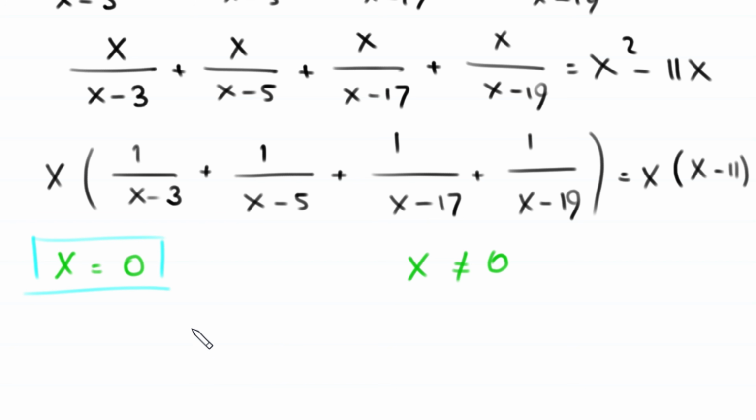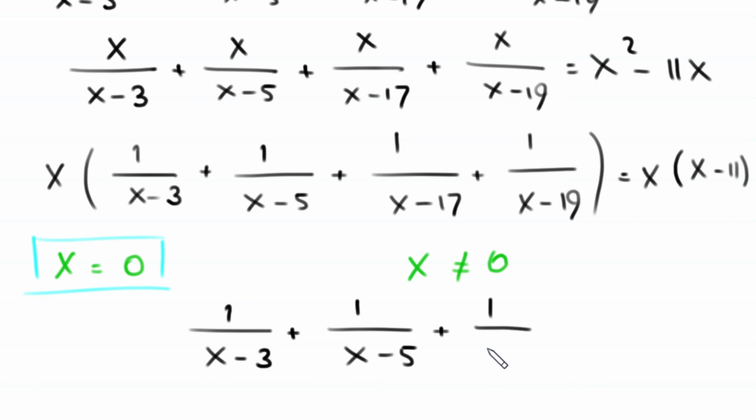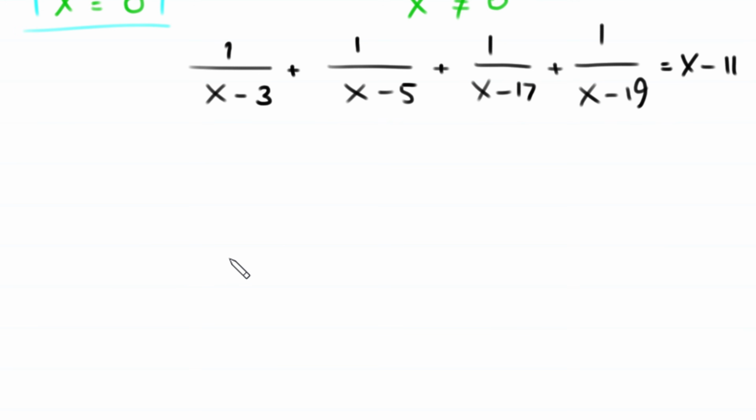So this will become 1 over x minus 3 plus 1 over x minus 5 plus 1 over x minus 17 plus 1 over x minus 19 equal to x minus 11. Now because the average of negative 3, negative 5, negative 17 and negative 19 is negative 11, we rewrite this 1 over x minus 3 as 1 over x minus 11 plus 8.